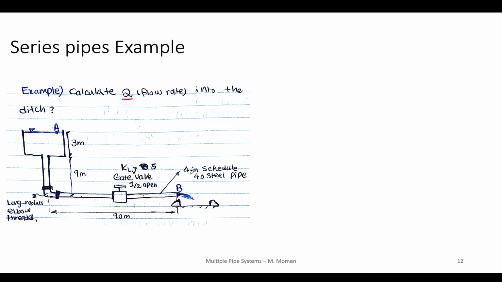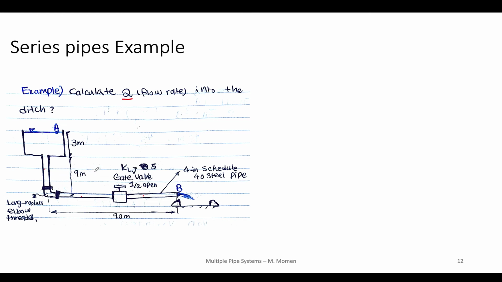And also the problem gives us the type of the pipe, which is a steel pipe, and we have the elevation from point A to point B. We have the length of the pipes. We have the loss coefficient for this gate valve, which is half open, and we only don't have the loss coefficient for this long radius elbow, which is a threaded elbow, and we should find it from tables in order to find the total head loss in the system.